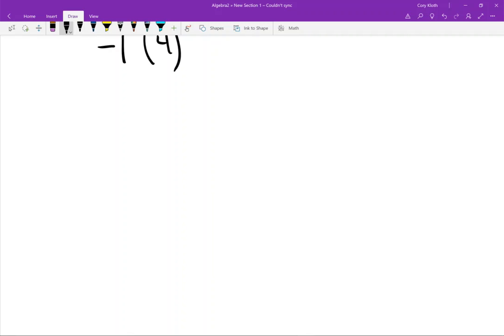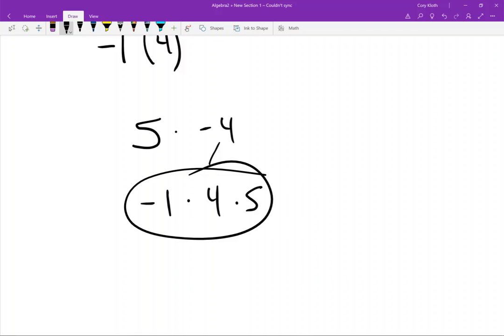So, for example, if we've got 5 multiplied by a negative 4, we can write this as negative 1 times 4 times 5, and we can use the associative property, do this in any way we desire, and we end up with the negation of 20 or negative 20.